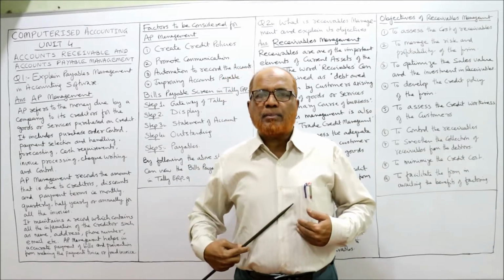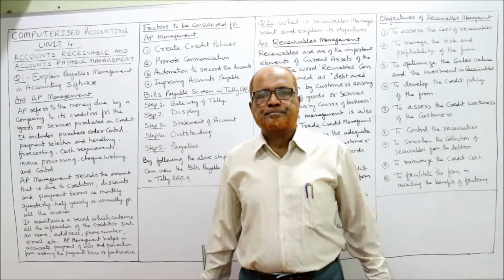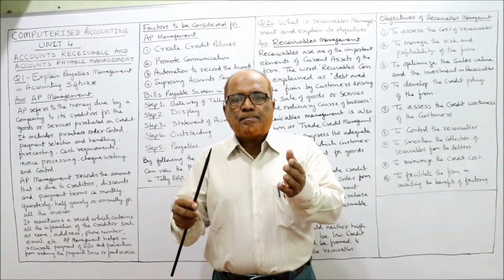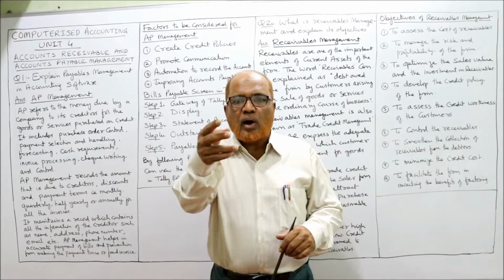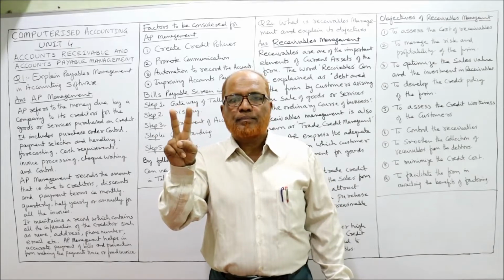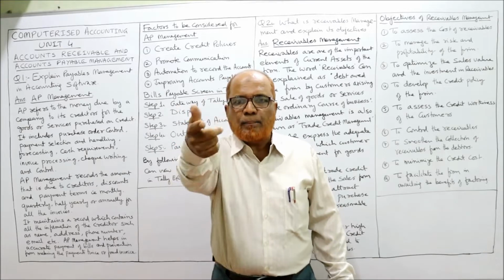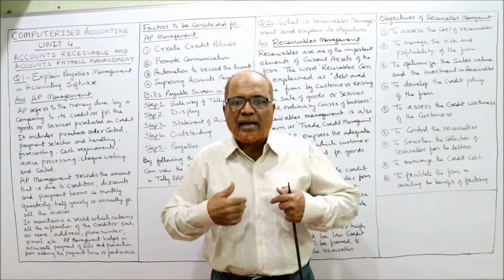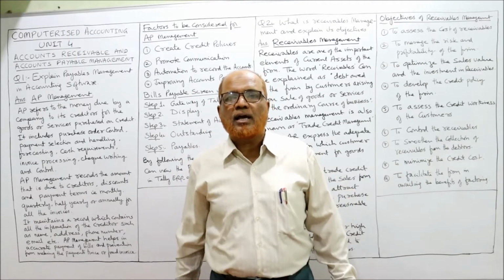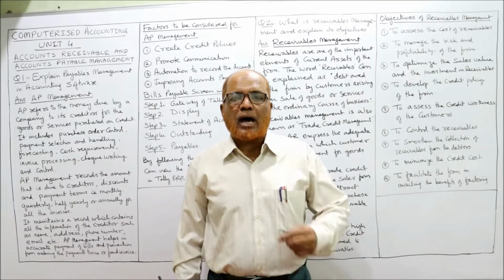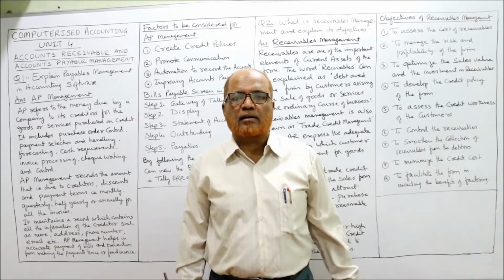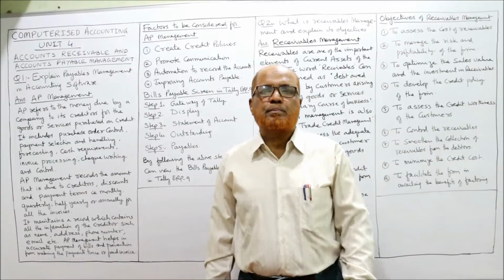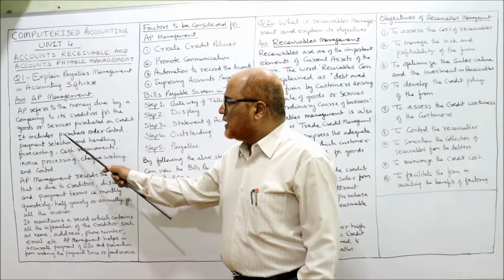For example, I am having my business. You are the supplier. I purchase the goods from you and you have given me 2 months. That means I have to make the payment for the purchases after 2 months. So from my point of view, you are a supplier, so the amount is due to the supplier. This is accounts payable.